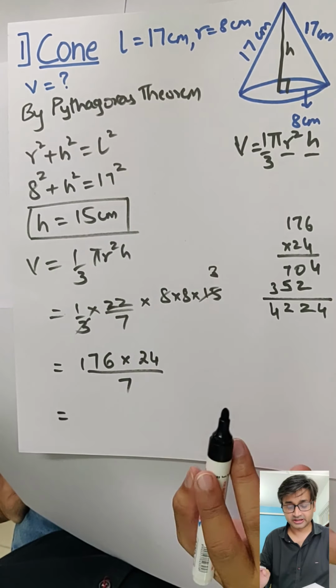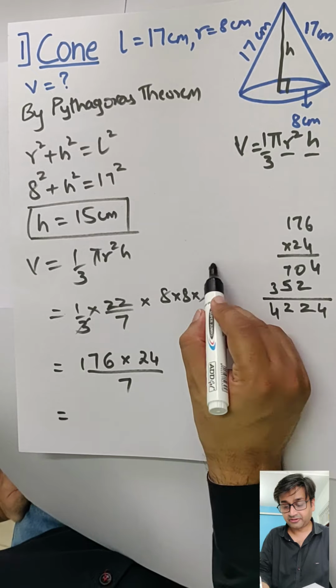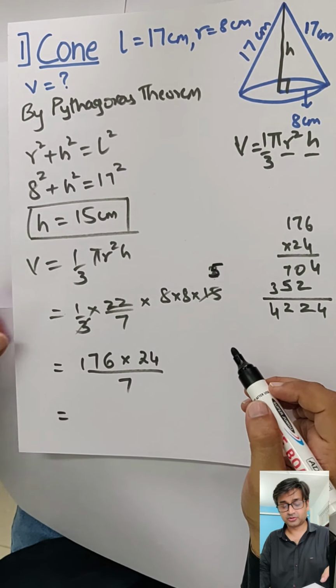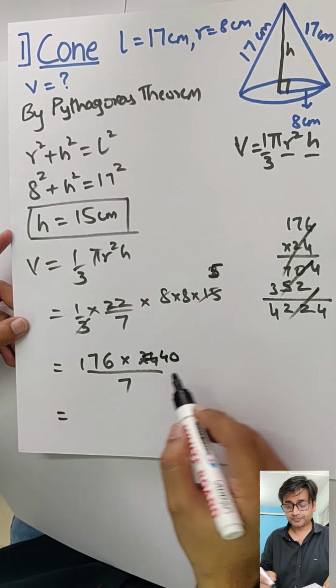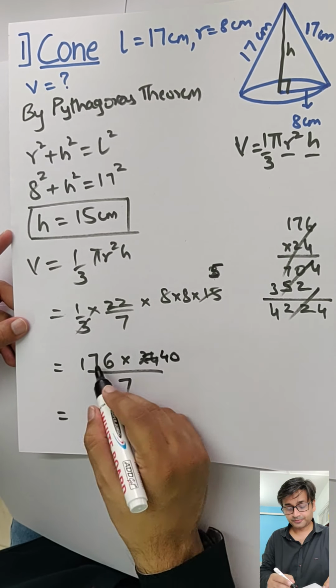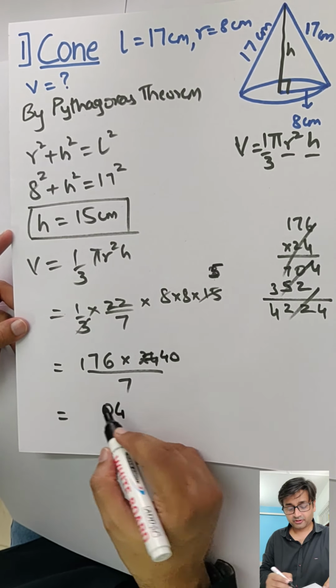289, 64, 15 correct. So 3 1s are 3, 5 times I messed up over here. I'm so sorry. So 176 into 40. So this is wrong. 4 6 are 24, 28 so 30. 4 5 6 7.